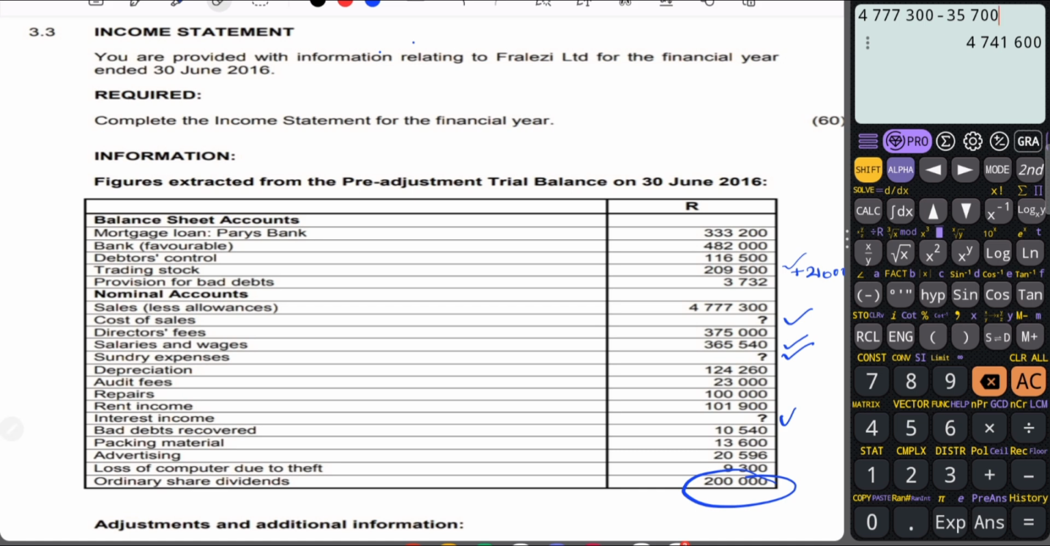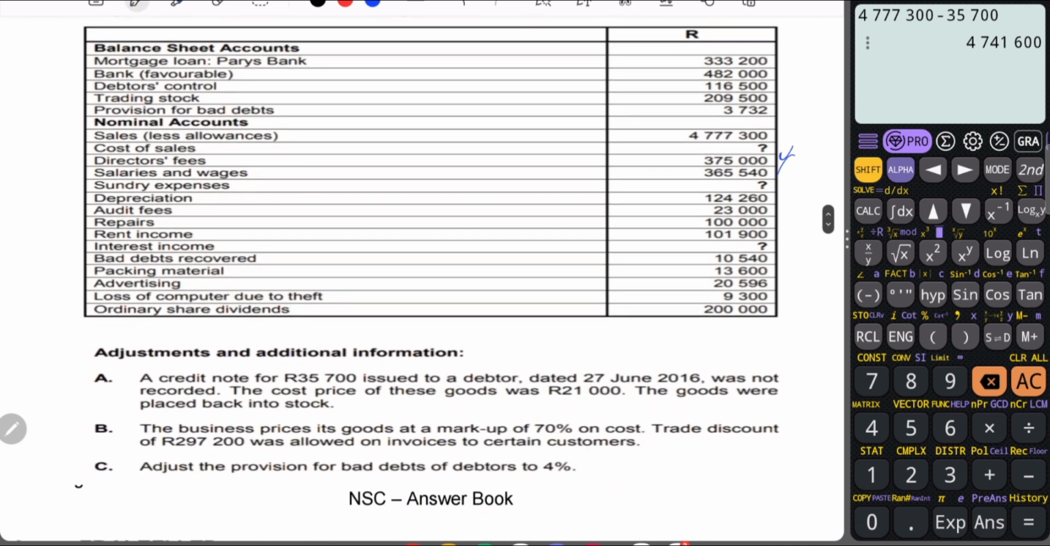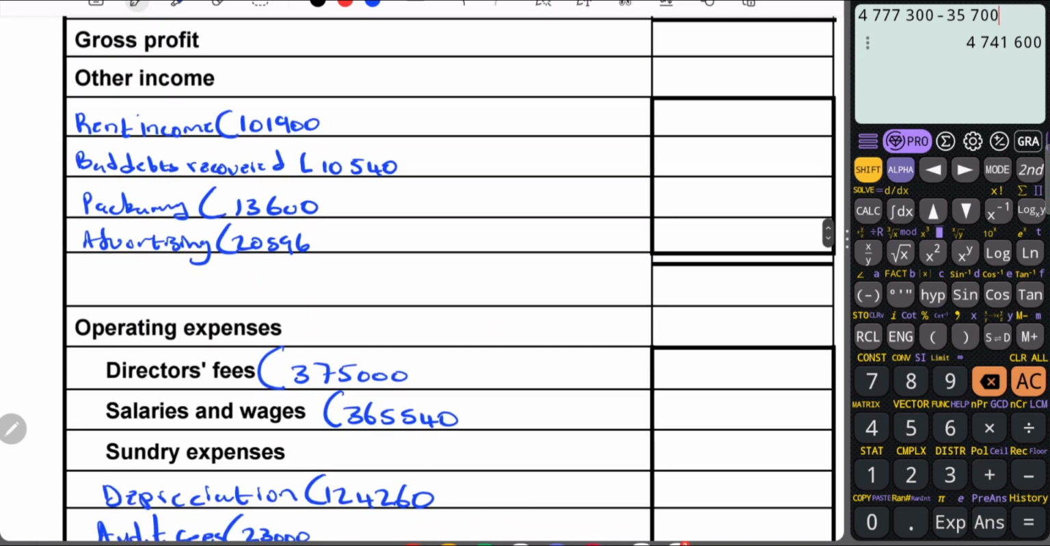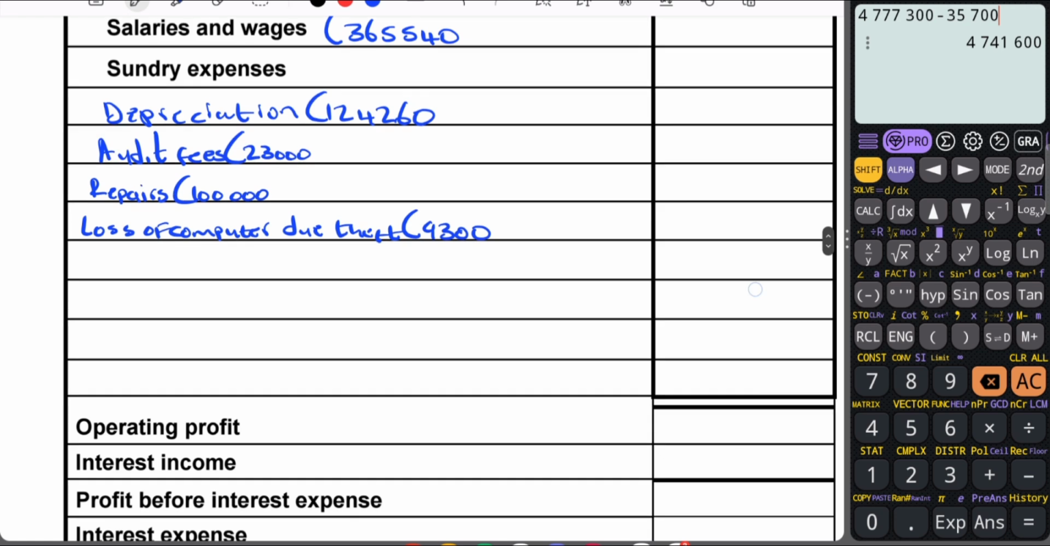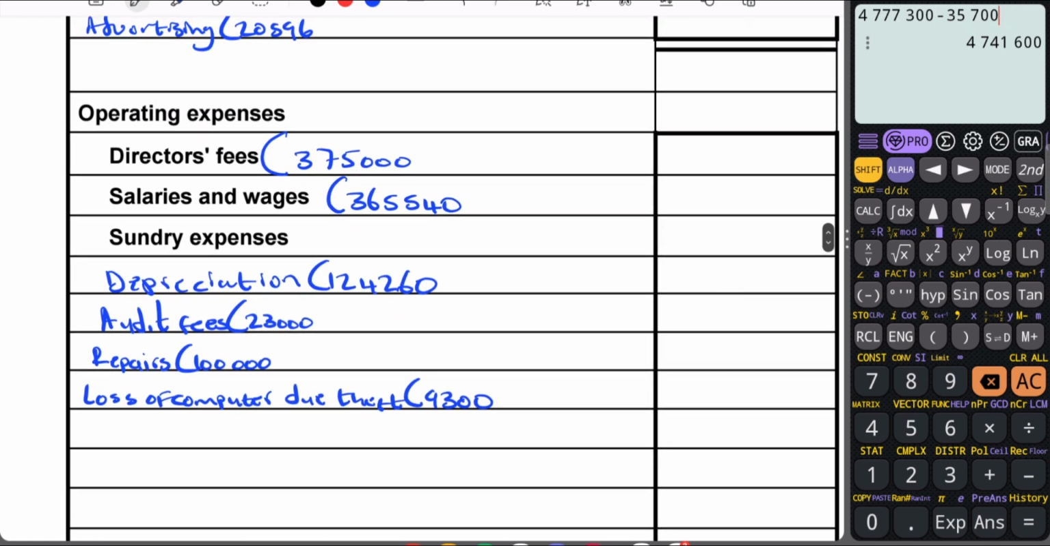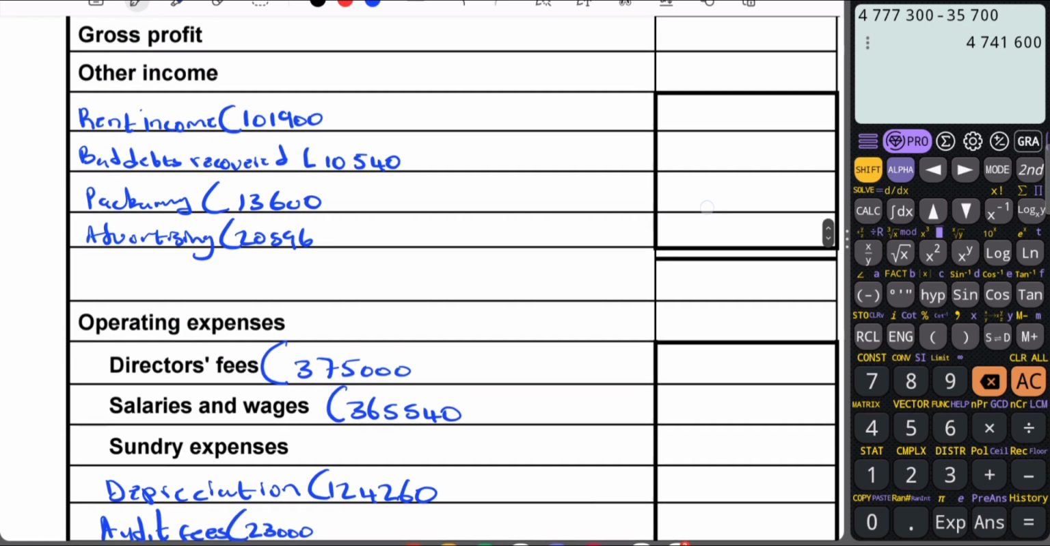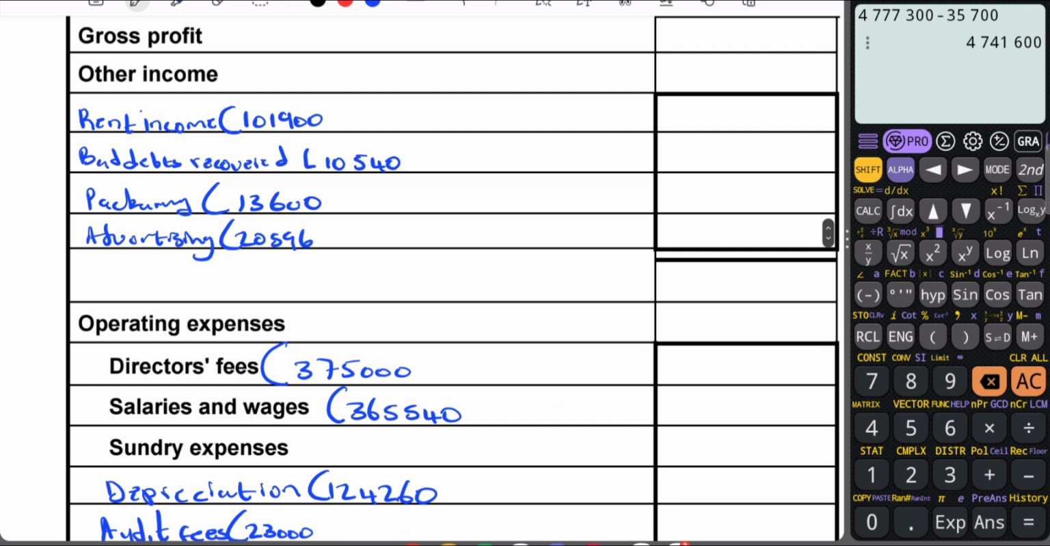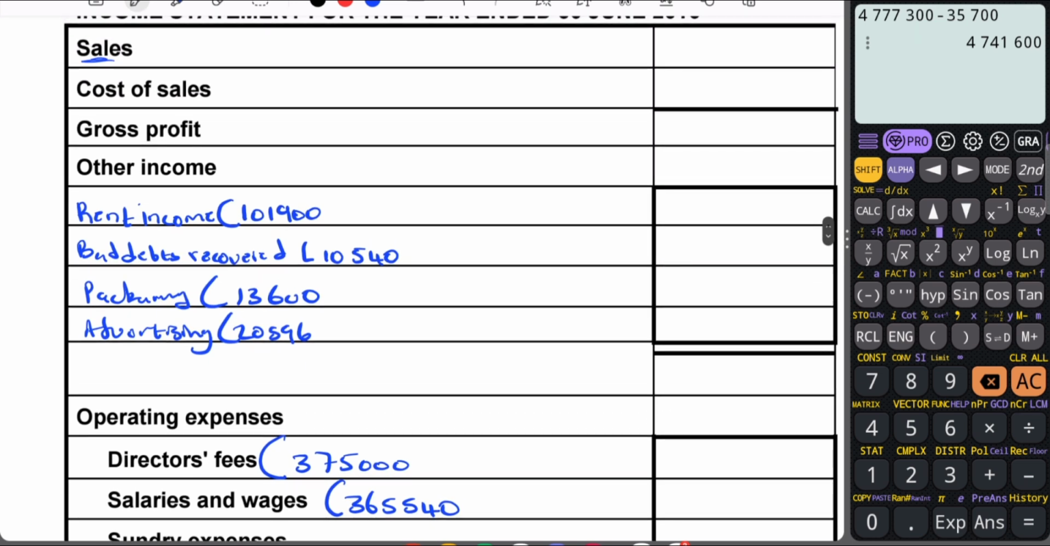Then we are given all our balances, and remember, in accounting you start by recording what you are given. You start by recording your balances. I have already recorded all the balances, all the amounts that we are given, on our income statement. Now remember, don't forget, we start by recording what you are given. That is the first step.